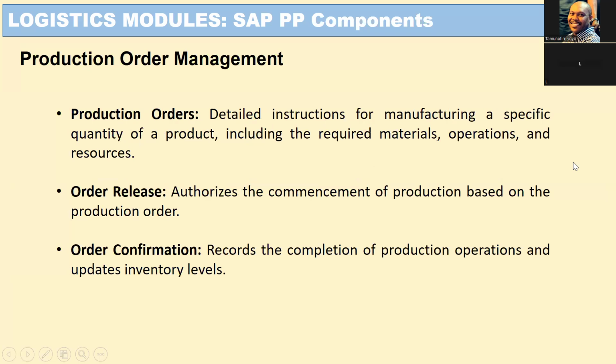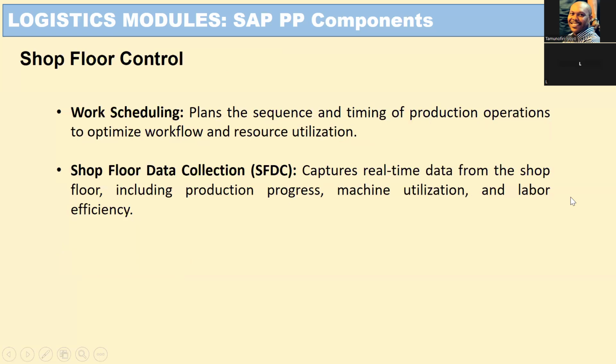Okay, then production order management, which is one of the components as well. Production orders detail instructions for manufacturing a specific quantity of a product, including the required materials, operations, and resources. Order release authorizes the commencement of production based on the production order. Order confirmation records the completion of production operations and updates inventory levels.